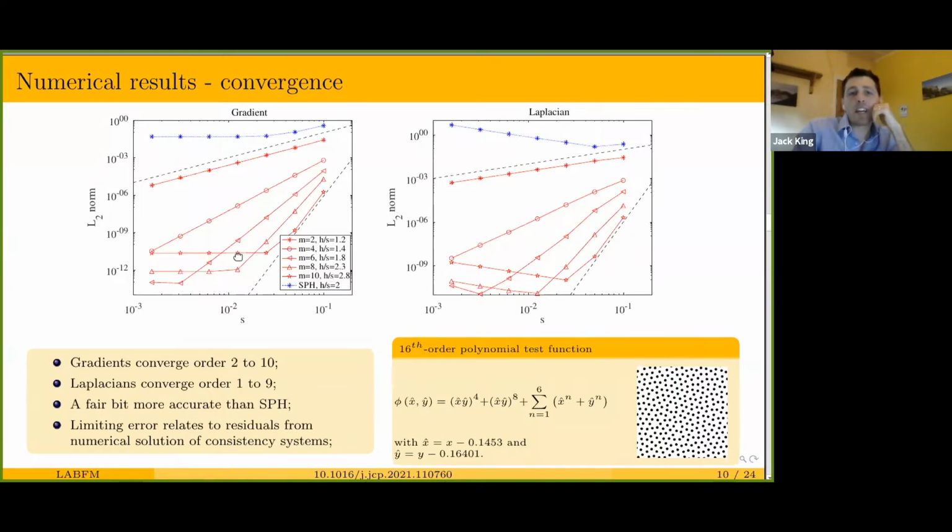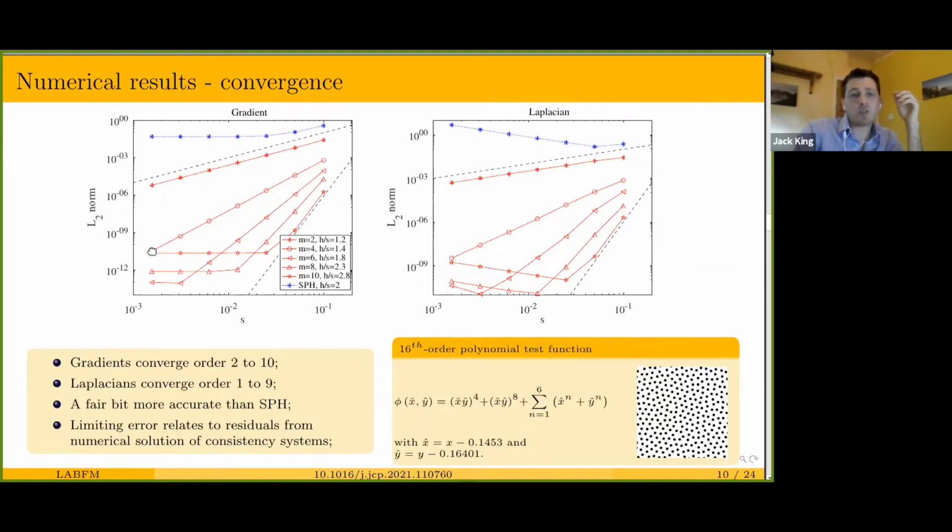There's still a limiting error for these operators. For finite difference operators, we'd expect convergence rates to continue all the way down to a machine precision error limit. In SPH, the convergence rate is limited by the discretization error, which is basically the error due to us not accounting for the particle distribution. In LABFM, we're accounting for the particle distribution up to a certain order.